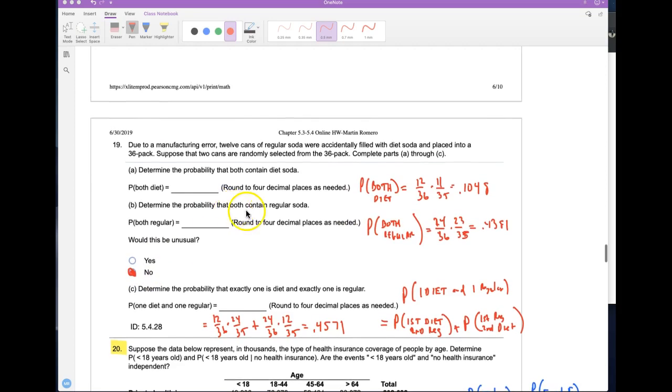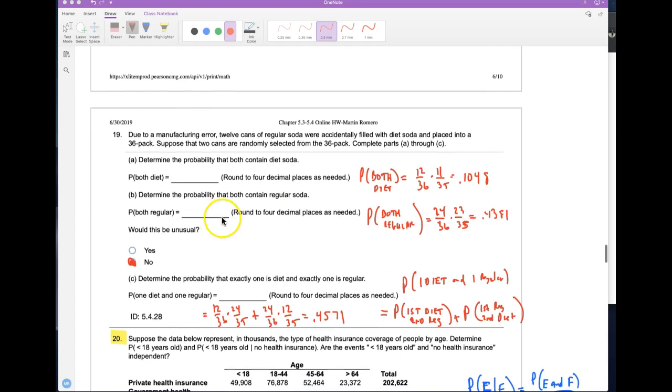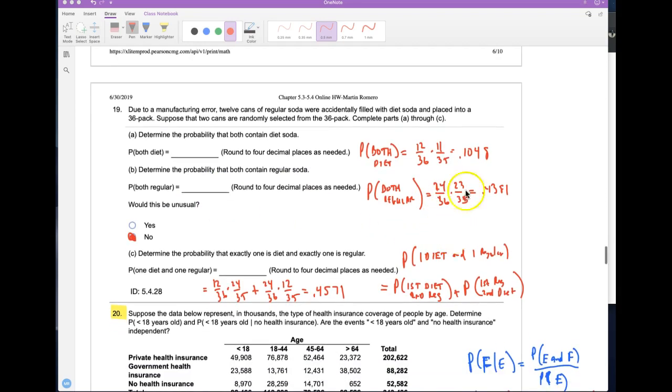Determine the probability that both contain a regular soda. And so it's the same thinking. The first one's regular and the second one. So you can see your calculations here. 24 out of 36 times 23 out of 35. And so you end up with your 0.4381.